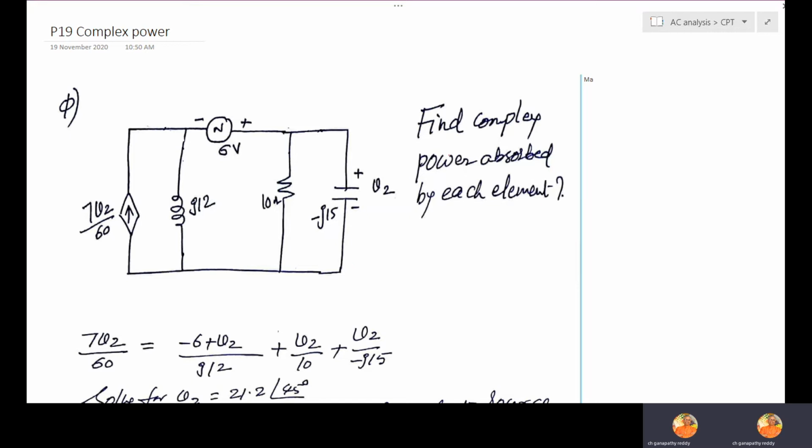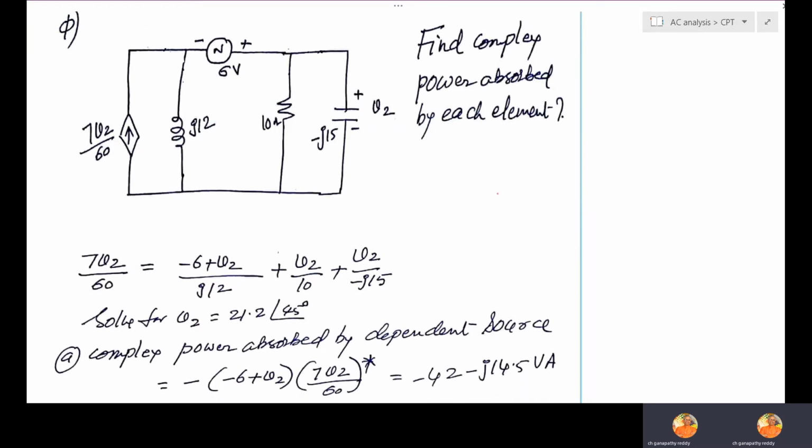So this is again an assay type problem. Find the complex power absorbed by each element. It has one AC independent voltage source, an AC voltage dependent current source, an inductor, a resistor, and a capacitor, and the source depends on V2 across the capacitor. The question is complex power, S, absorbed by each element. To answer that, first you have to find V2.